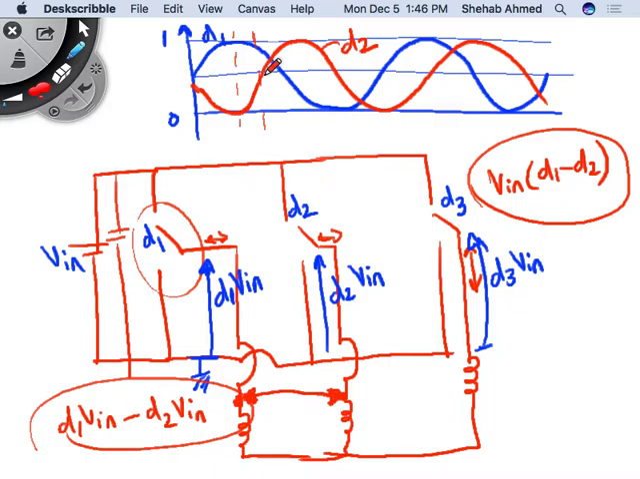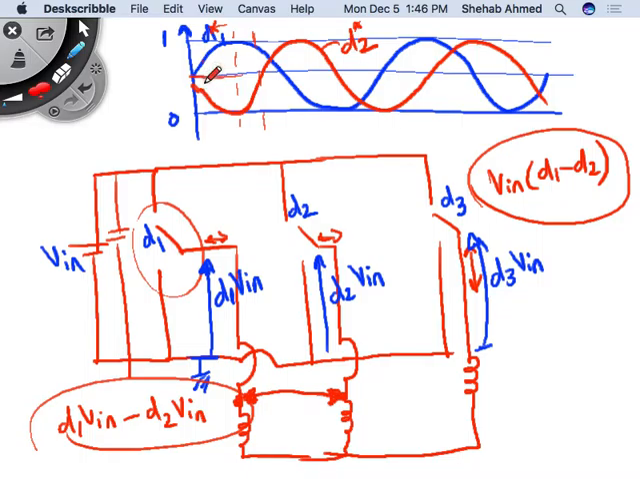I create these, right? These are reference values. I create them from my controller. I can do that. So you do that and you make them look like sine waves. If you make them look like sine waves, and if you look at what's happening to the difference between them, look at D1 minus D2. D1 here is a positive value, here is a smaller positive value, so you get a positive value.